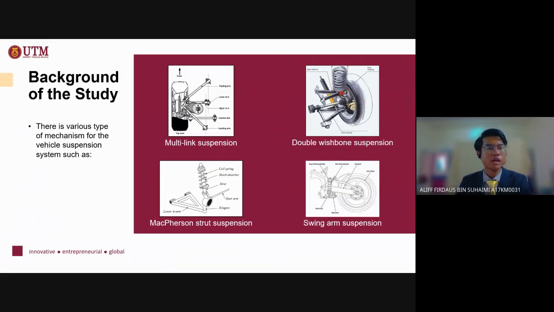There is various type of mechanism for the vehicle suspension system as shown in these four figures over here. First one we have multi-link suspension, then double wishbone suspension, and then we have McPherson strut suspension, and lastly swing arm suspension.